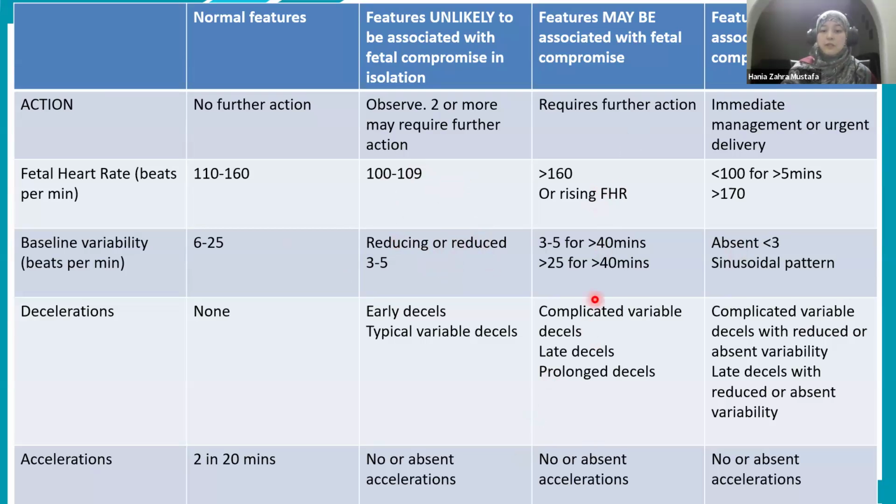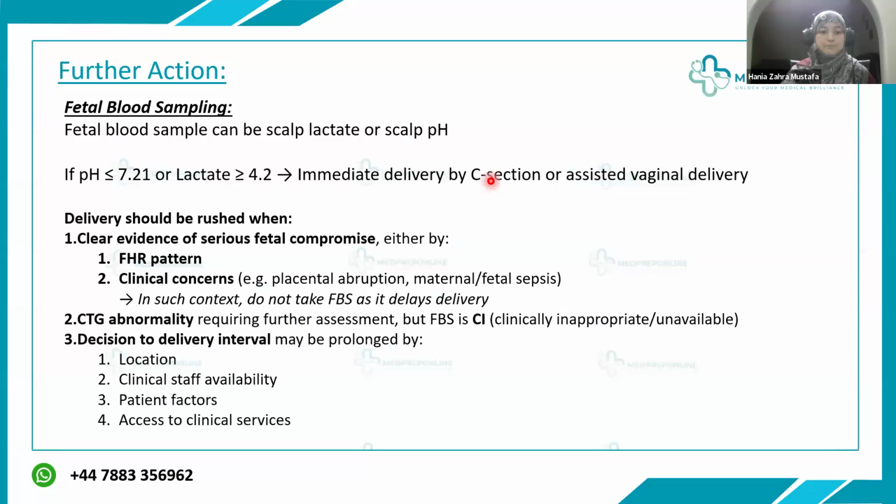And if any one of these is present in a CTG, then you definitely have to manage the patient. For example, if complicated variable decels are present in any CTG, then you have to intervene. And if any one of these is present, for example, a sinusoidal pattern in any CTG, then you have to go for urgent delivery of the patient. So if you just learn this table, it will be very easy for you to solve any question of CTG in the upcoming exam. Okay, what further actions will you take? You will do the fetal blood sampling.